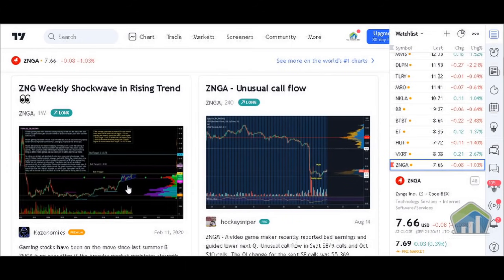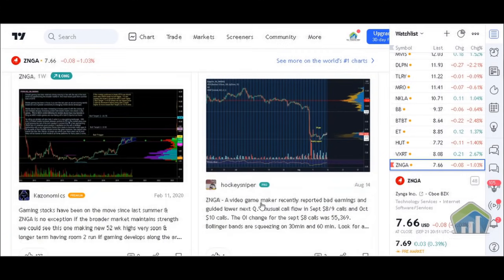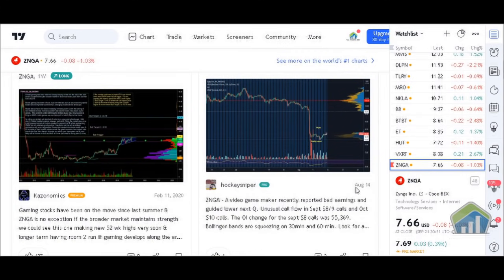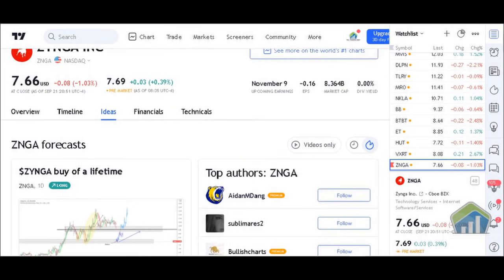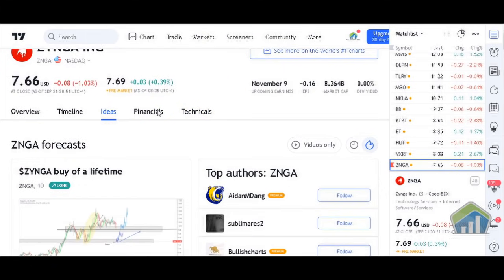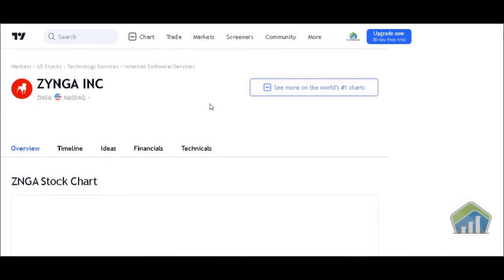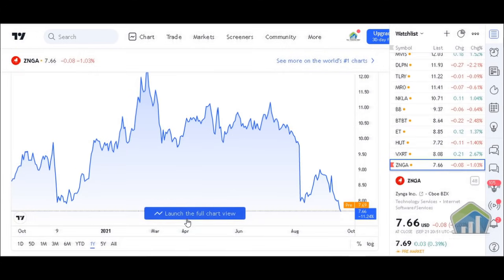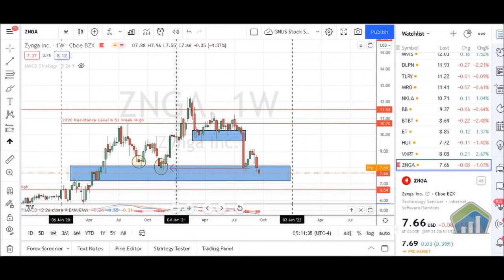And we can kind of scroll down and look at other people's ideas. This is from February. This is from August. This person is long. And they have the 240 day. And pretty much the same thing. Everybody is long on Zynga. So what we want to do is, we'll go back to overview really quick. And they've been moving stuff around when it comes to TradingView, but you can click on launch the full chart and it'll bring you to your chart window, right?